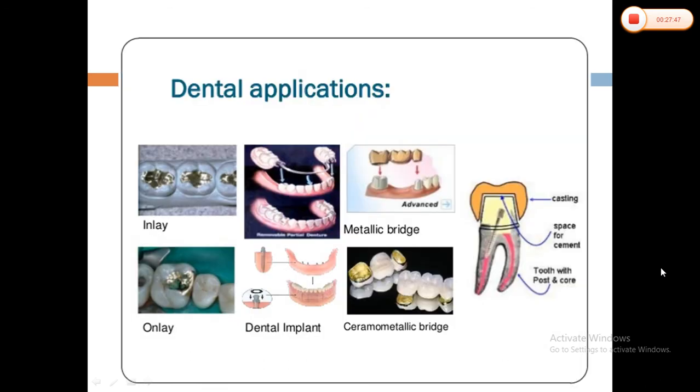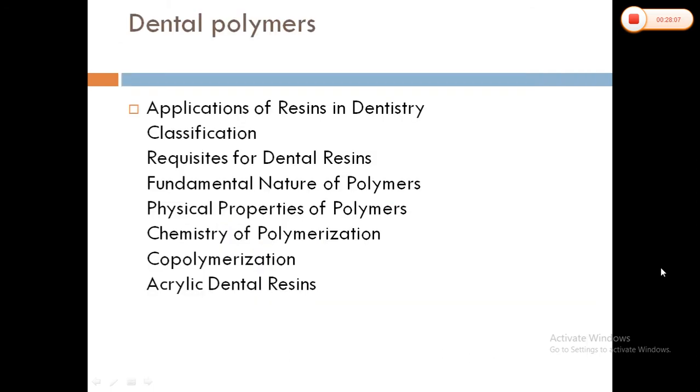Applications of these metals and alloys, you can see they are used for inlay, onlay, fixed partial denture, implants, and even cast partial dentures. These are various applications of these metals used in dentistry. Then you will also learn about dental polymers, its application in dentistry, how they are classified, what are its requirements and its properties, chemistry of polymerization and copolymerization, and its applications.